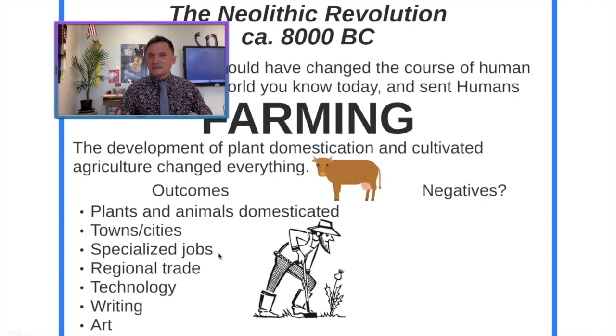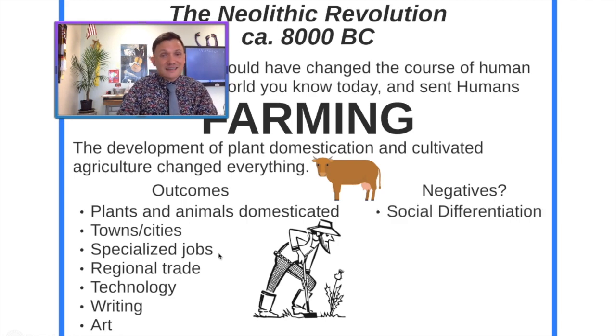Because naturalistically speaking, nobody is supposed to be able to do the things that humans have the ability to do. We've created language, art, writing, and rockets that can send human beings to other planets. And it all goes back to the invention of farming. But there are negatives that come along with that invention.